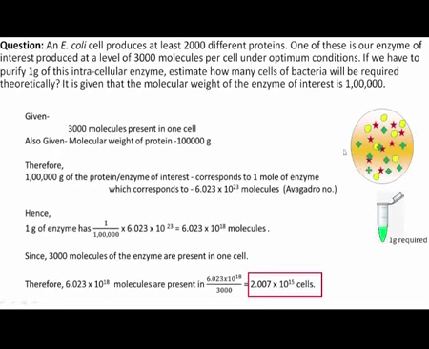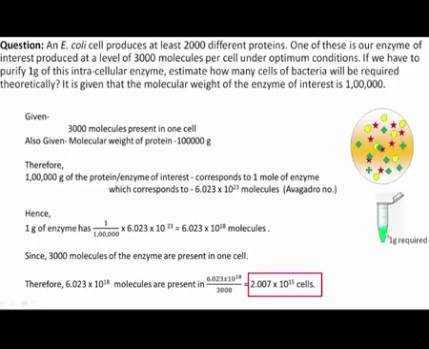If you take 2 cells, there will be 6000 molecules. If you take 10 cells, there will be 30,000 molecules. If you take 1 lakh cells, there will be as many molecules under optimum conditions. And you remember, each one of these cells when put into a medium in a flask would consist of millions of cells.